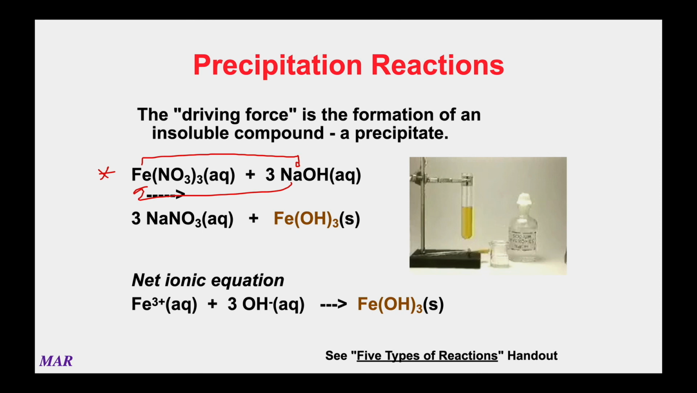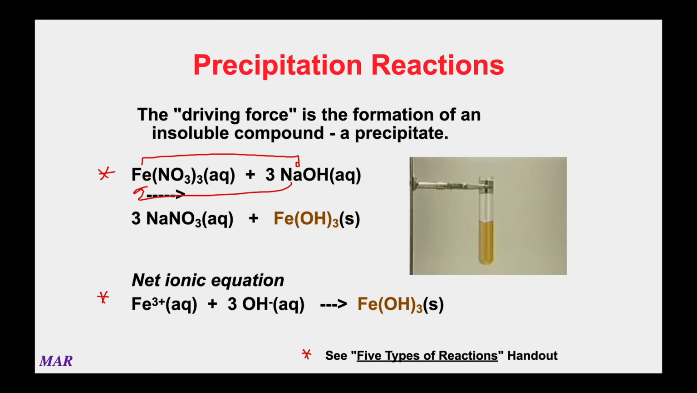So when you pull out the spectators, both the sodiums and the nitrates, you end up with Fe3 plus 3OH minus, making Fe(OH)3, an insoluble precipitate. This is called a precipitation reaction. This is one of the 5 types of reactions we're going to look at in Chem 221.